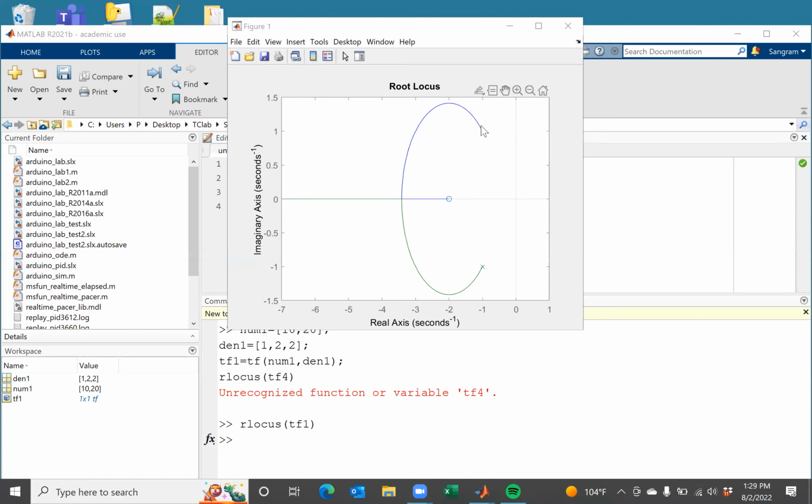So these X's are the poles, and these O's are the zeros. The way it is showing is how these poles travel on the S plane. Now S means the plane where you plot the poles, which has a real axis and an imaginary axis. So we want to see how these poles travel on this S plane. Everyone got this root locus?